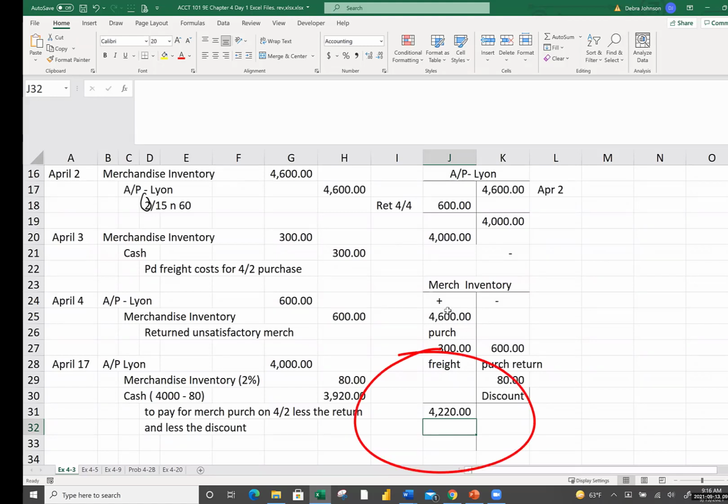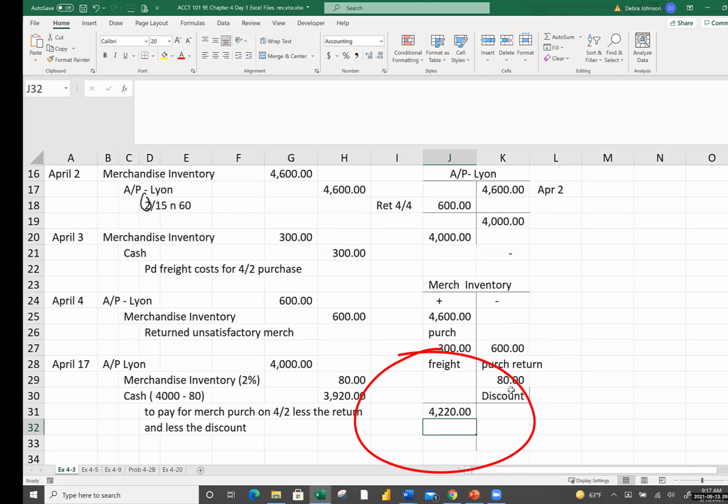That includes the cost of the inventory. That includes the freight. That includes the fact that I returned part of it because I didn't like it. And that includes that discount that I took. So there's what's sitting in the merchandise inventory account right now.